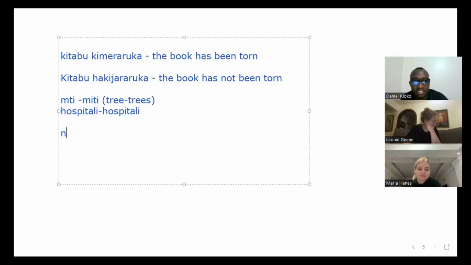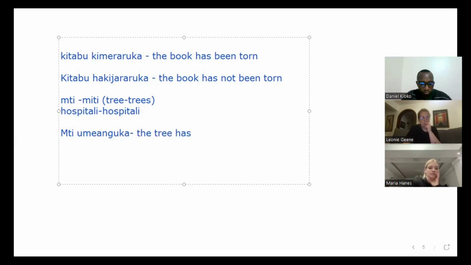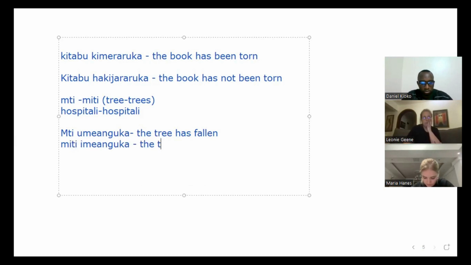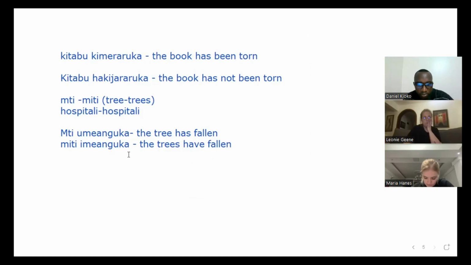Yeah, but it's not difficult. The moment you understand this, the way I've just shown you. I wanted to show you a hint of how it will behave when you're negating in the other noun classes. It's super direct, as you can see. Let me give another example. Mti umeanguka, the tree has fallen. Miti imeanguka, trees have fallen. That is the plural and singular, but now I want to negate it.